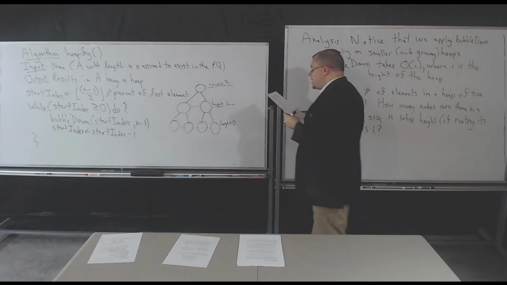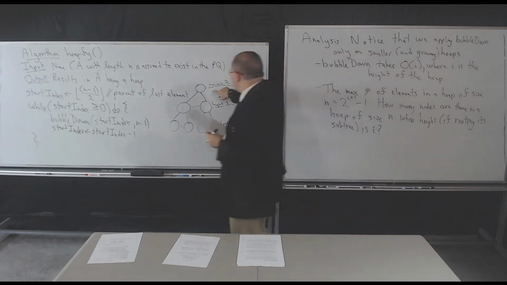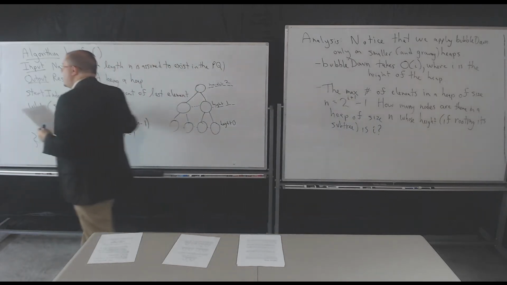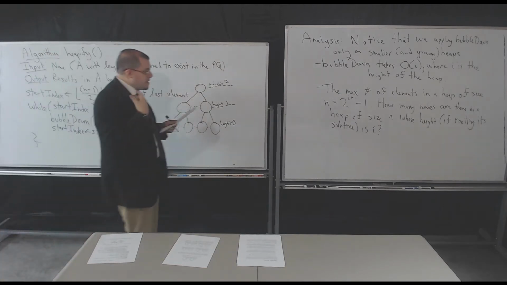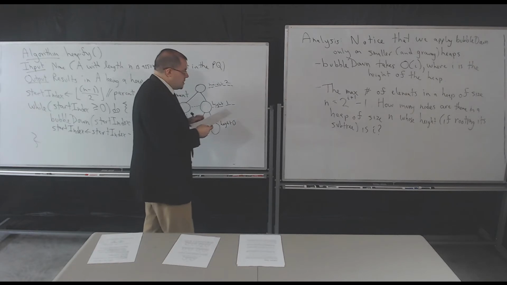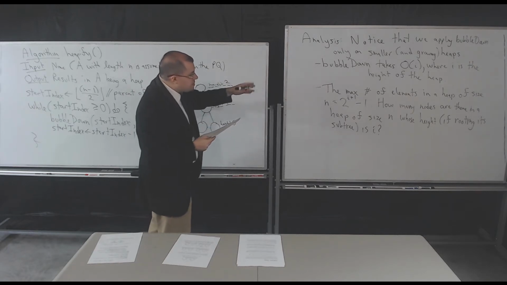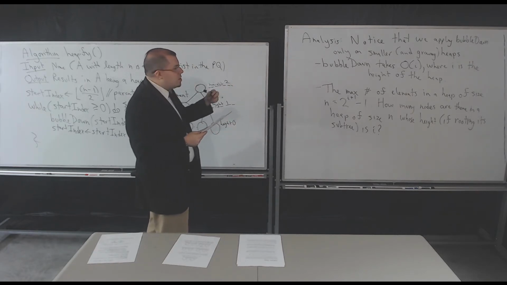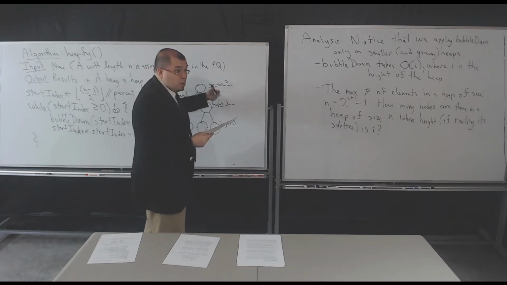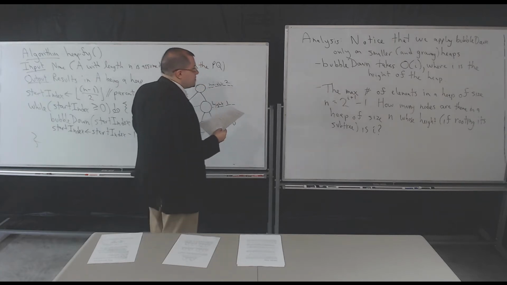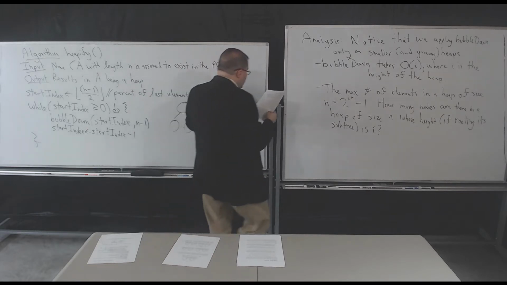So we know that in this heap here of height 2, we know how many nodes there can possibly be in it, right? It's 2 to the I plus 1 minus 1, where I, in this case, would be the total height of the tree. So what would that be?